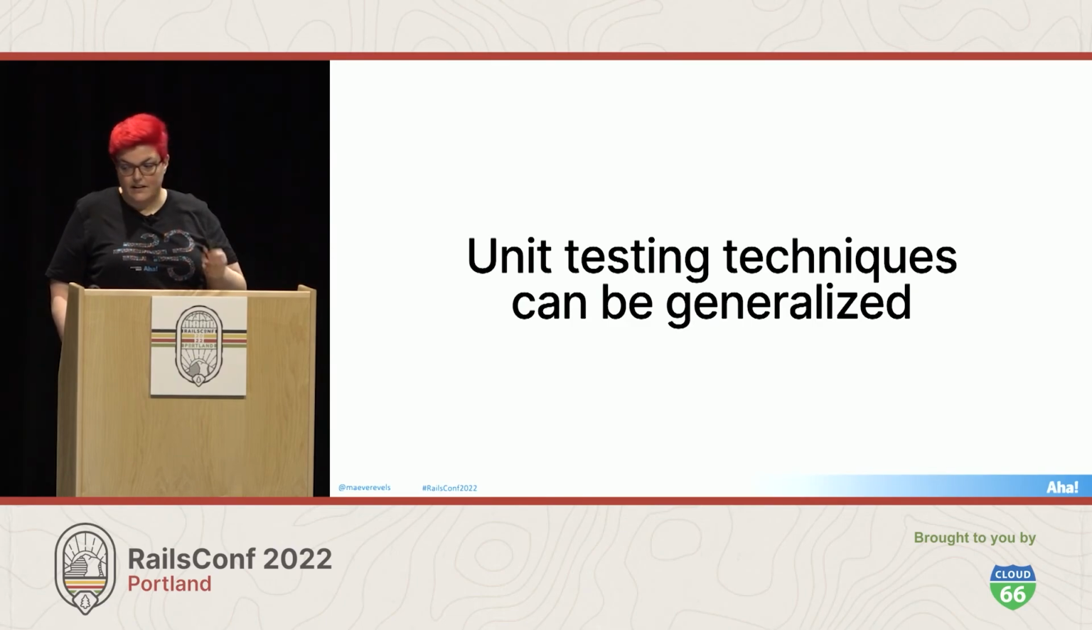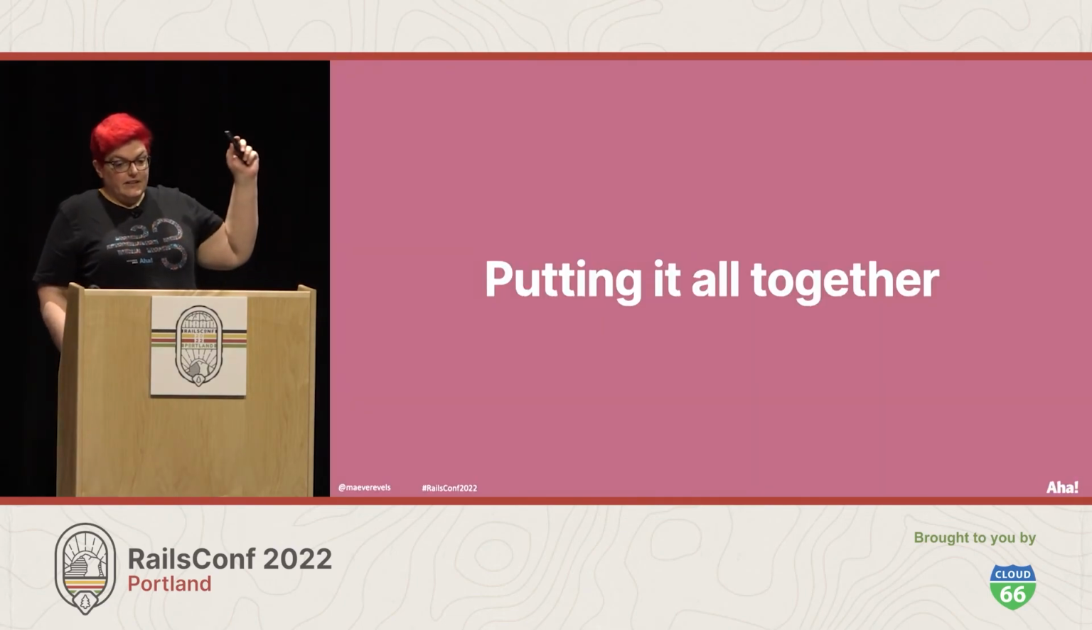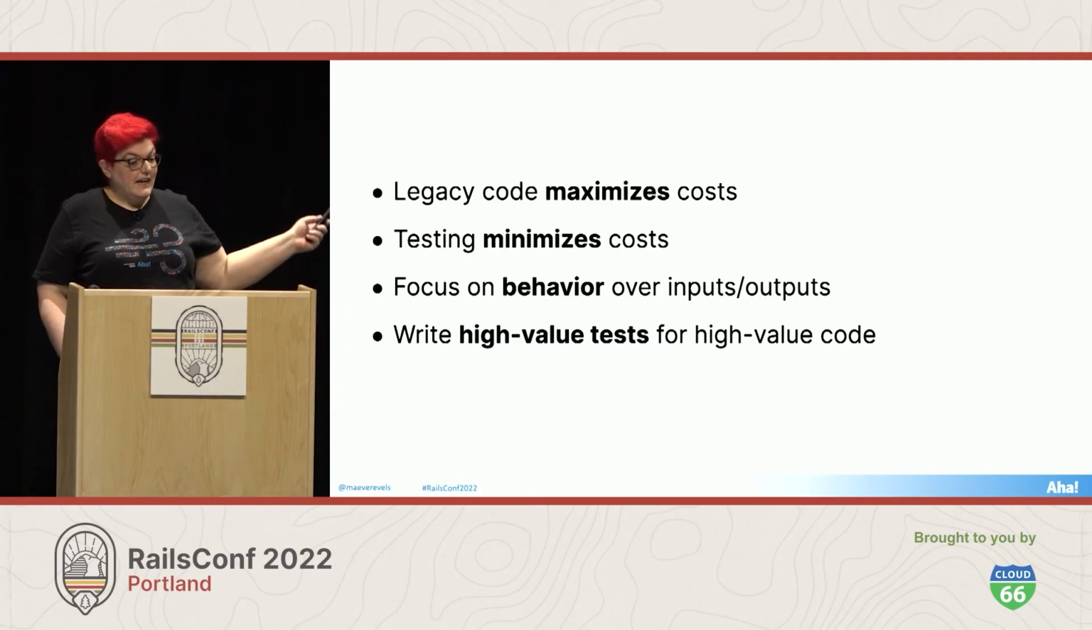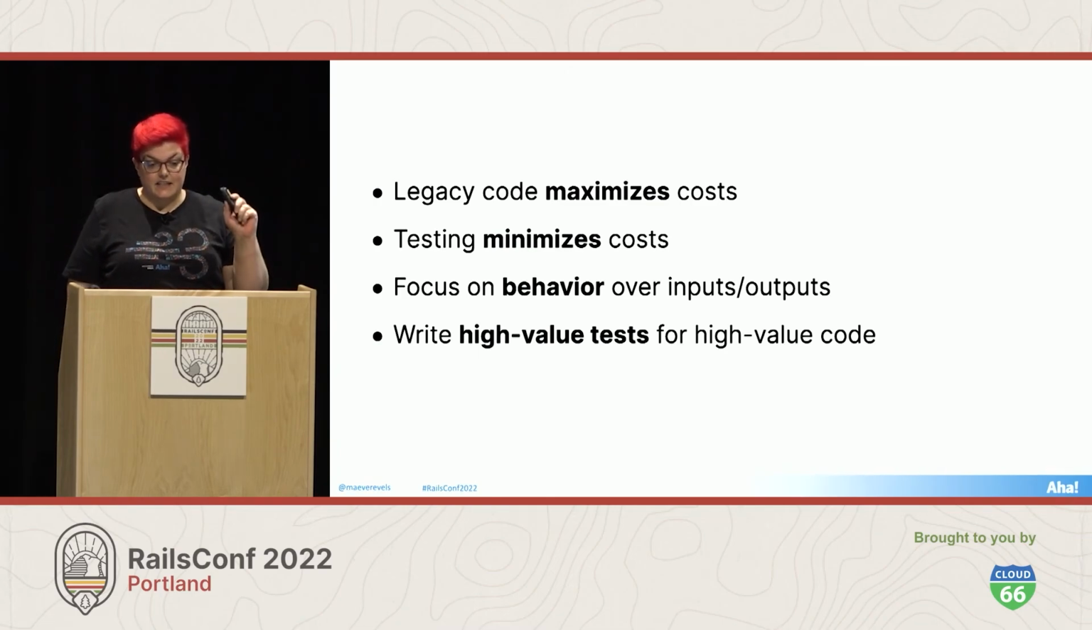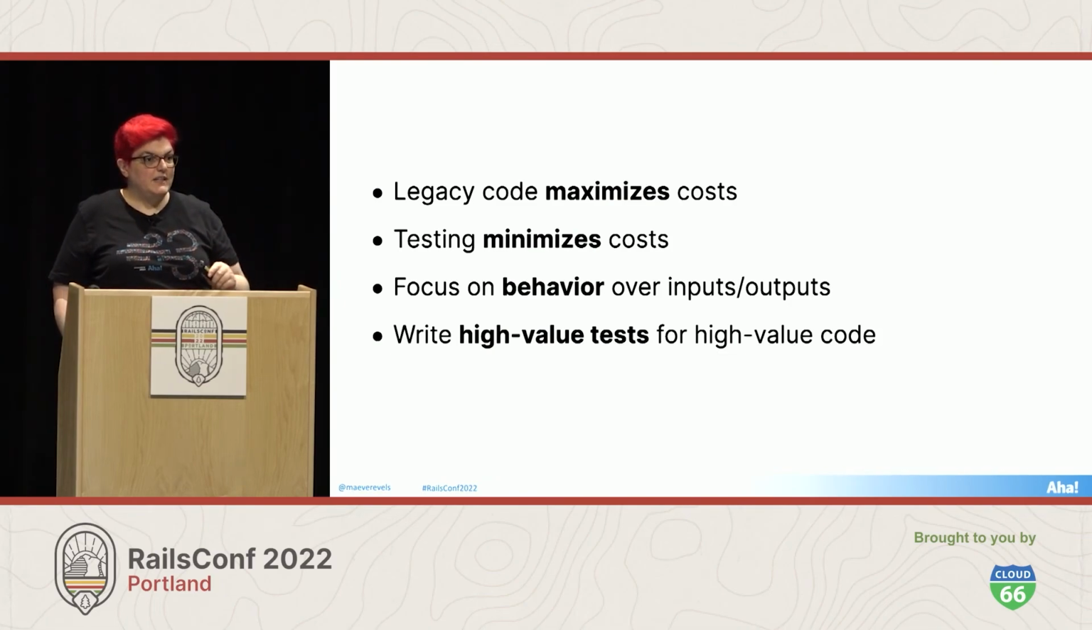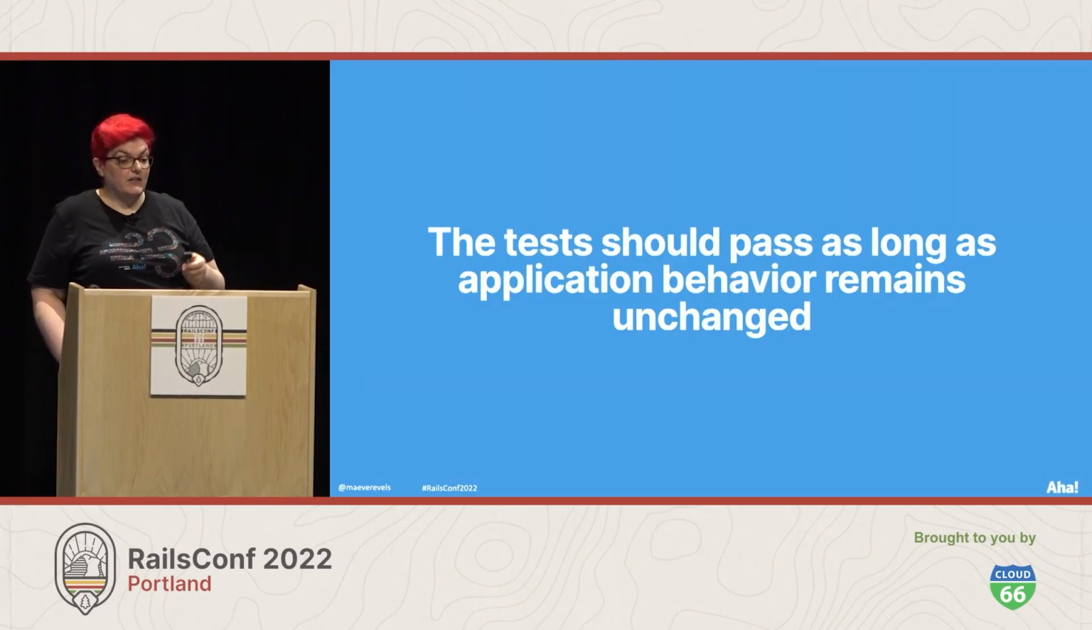So, what have we learned today? We learned that legacy code tends to maximize costs, and it's usually for reasons completely beyond our control. Testing is something that we can do to minimize costs. For more resilient tests, we should focus on behavior instead of inputs and outputs. We should write high-value tests for our most important code. And finally, the test should pass as long as application behavior remains unchanged.